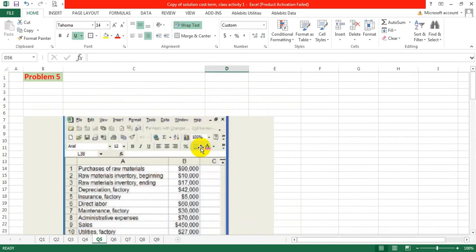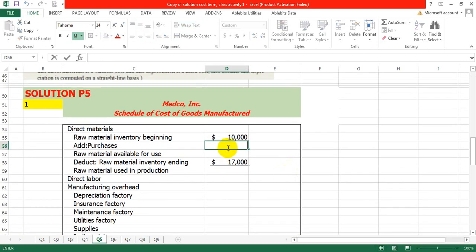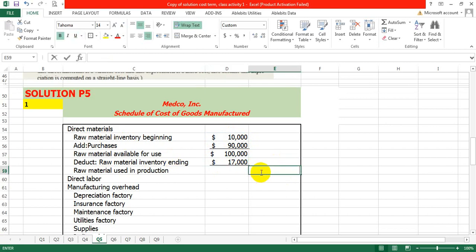Okay, add purchases. How will I get purchases? My purchases of raw material is 90,000. So I will add this 90,000 in the purchases. When we add these two values, 10,000 plus 90,000, applying the formula, so for your convenience you can see how we can calculate things in Excel. Okay, raw material used, less raw material at end. So what we got, raw material used in production, meaning direct material, that is 83,000.